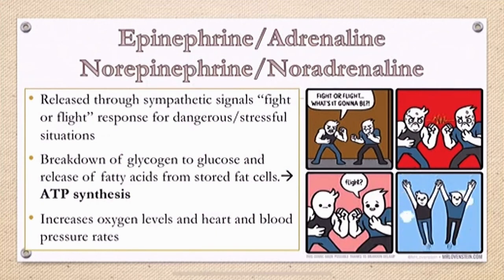These hormones cause the breakdown of glycogen into glucose in the liver and release of fatty acids from stored fat cells. The glucose and the fatty acids are released into the bloodstream as a quick response for the synthesis of ATP, or adenosine triphosphate.